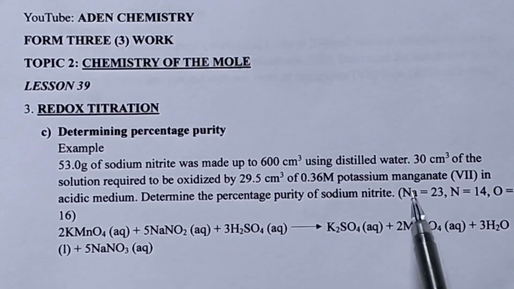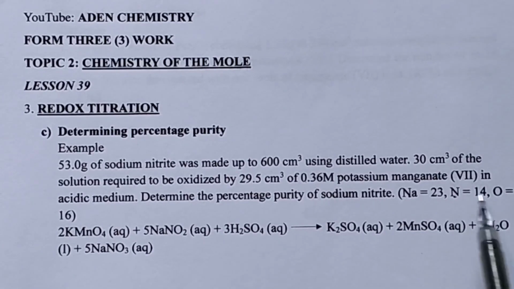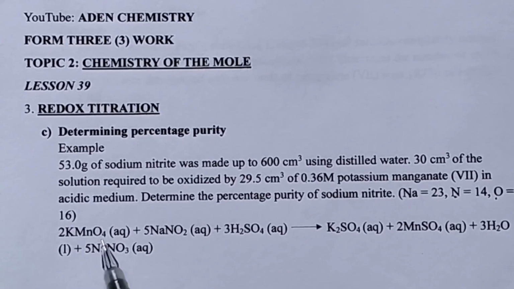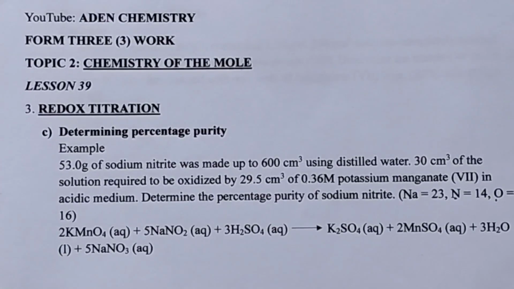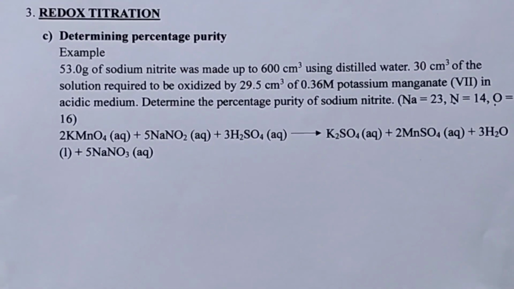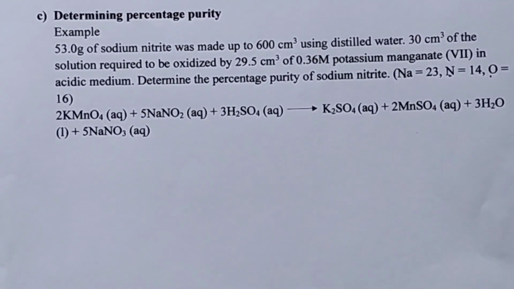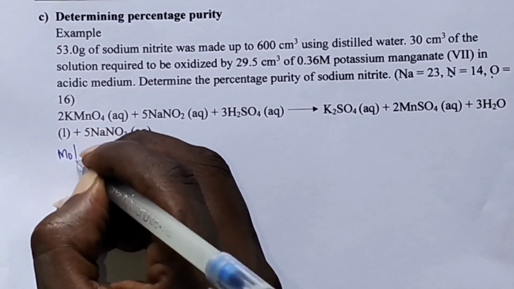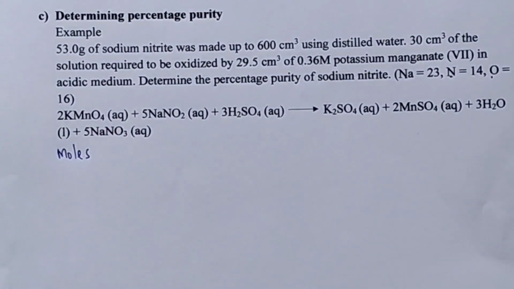So we are asked to determine the percentage purity of sodium nitrite. We are given the relative atomic mass of sodium to be 23, nitrogen 14, and oxygen 16. Here we have the ionic equation for the reaction between potassium manganate(VII) and sodium nitrite. We start by looking for the number of moles of potassium manganate(VII). Remember, the formula for calculating moles is molarity times volume used, divided by 1000.